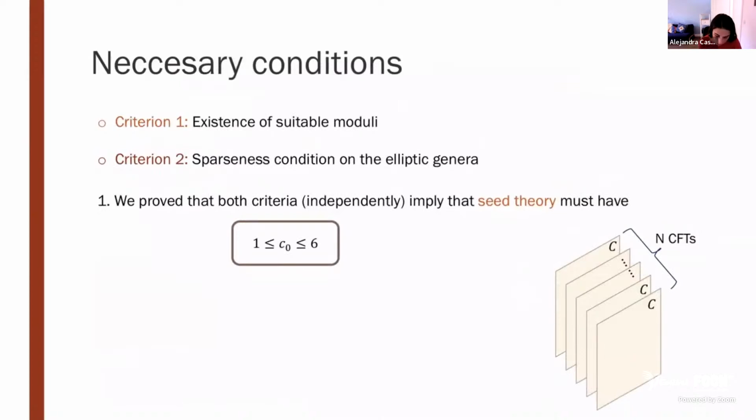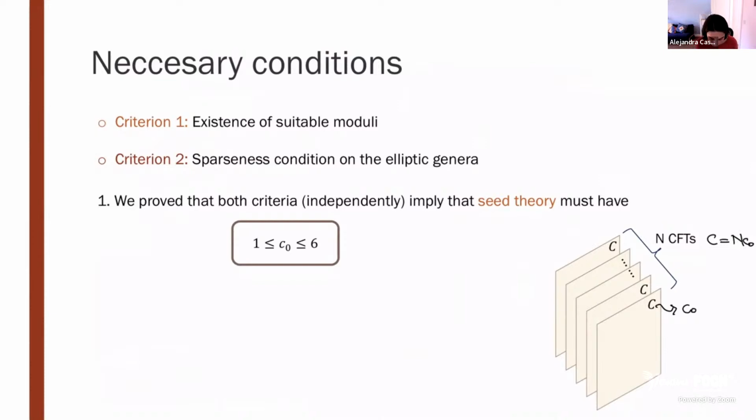So each of these two criteria separately, you can show that you will meet them only if the central charge of the seed, so this theory here, which will have a central charge that I'm calling C0. Just to be clear, the symmetric product orbifold will have total central charge that is n times C0. So C0 can be a small number.